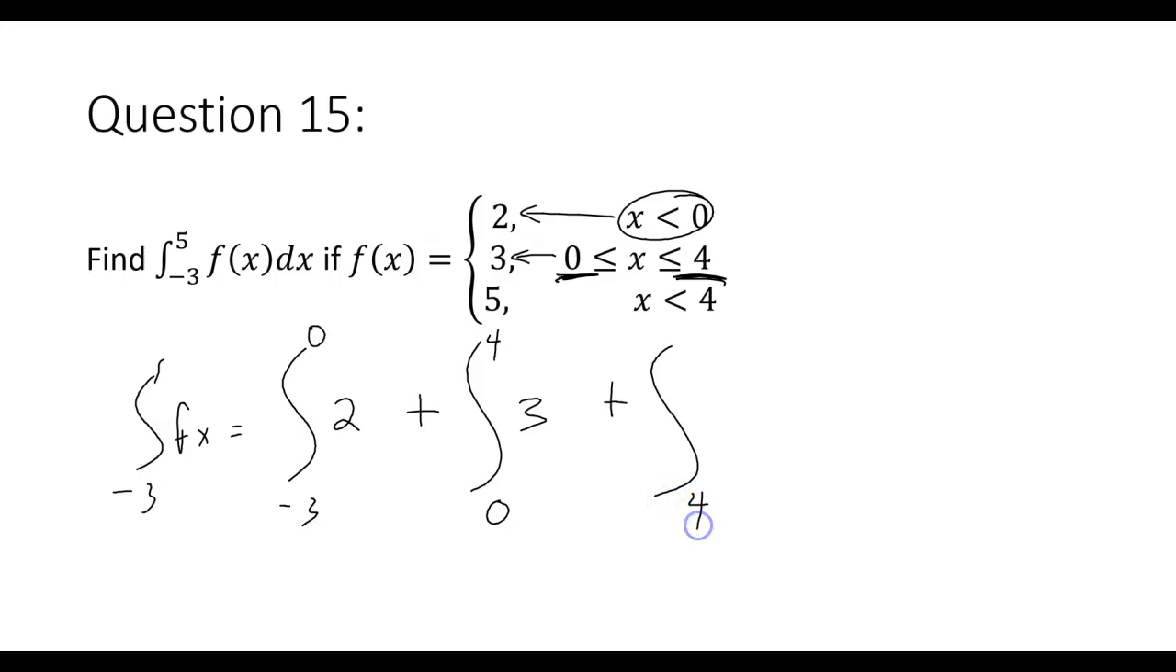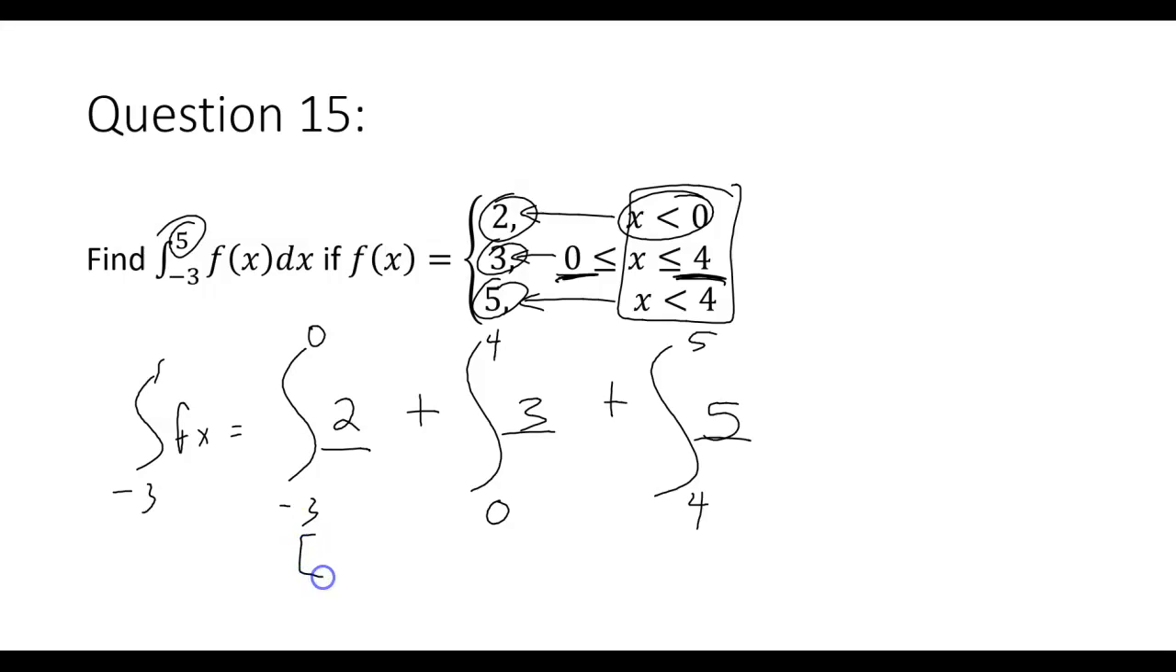The next piece picks up where the last one left off at 4, and after that it's going to keep going until we get to where we want to stop, which is 5. And we're integrating that piece there, 5. So for the first piece it's 2, for the second piece it's 3, and for the third piece it's 5. These are the intervals, and we're going from -3 to 5. So from here, we're basically just going to integrate. So the integral of 2 is 2x. The integral of 3 is 3x. And so on.